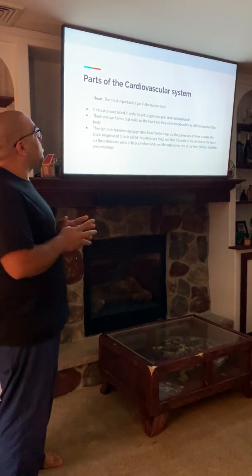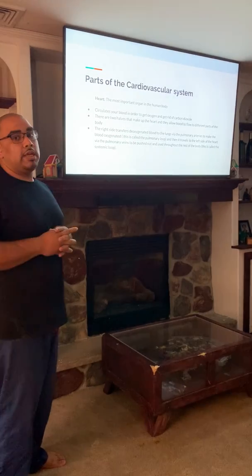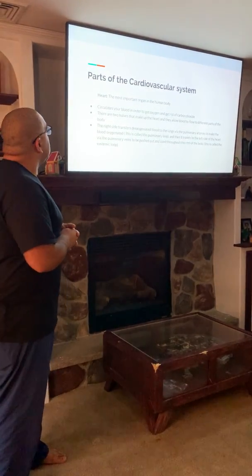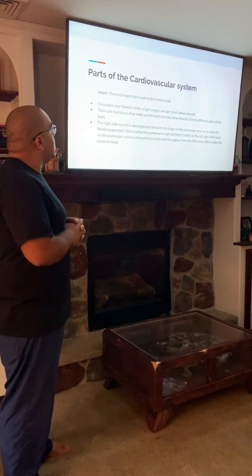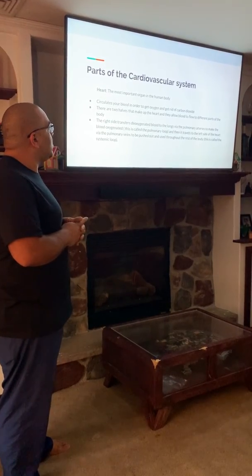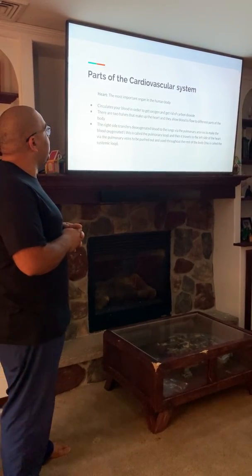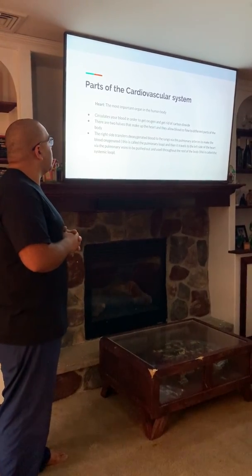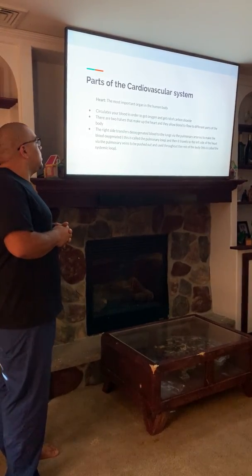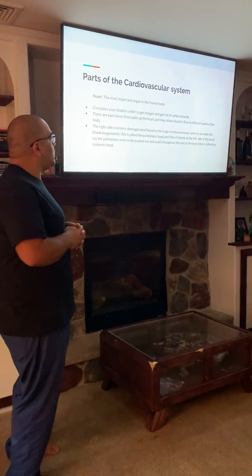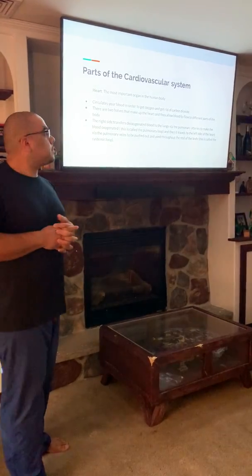There are different parts of the cardiovascular system. The heart, the most important organ in the human body, circulates your blood in order to get it oxygenated and get rid of carbon dioxide. There are two halves that make up the heart, and they allow blood to flow to different parts of the body. The right side transfers the blood to the lungs via the pulmonary arteries to make the blood oxygenated. This is called the pulmonary loop.